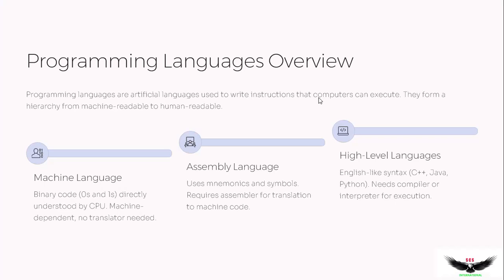Then you have what we call high-level languages. These ones have English-like syntax, like C++, Java, Python. And these ones need a compiler or interpreter for execution.